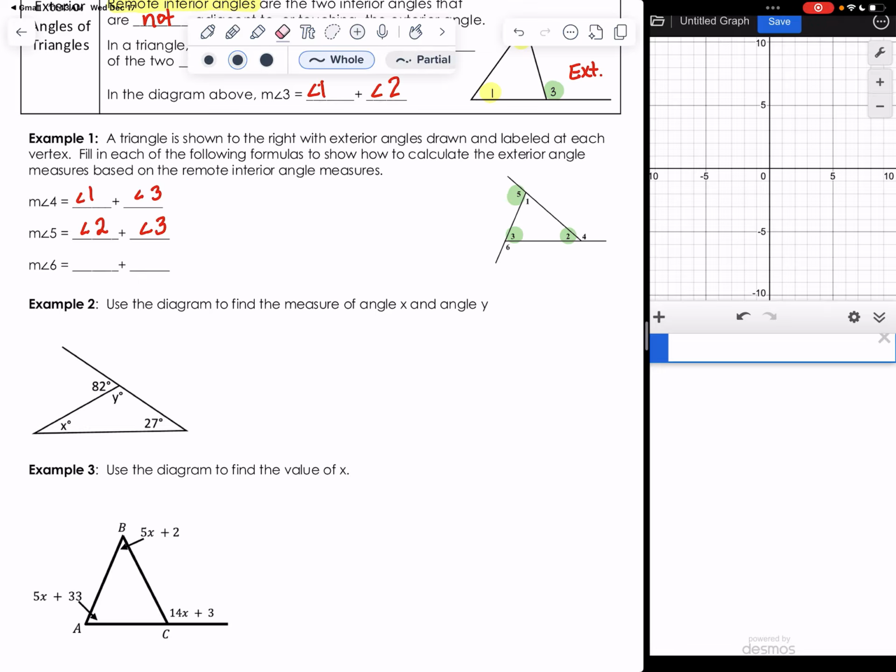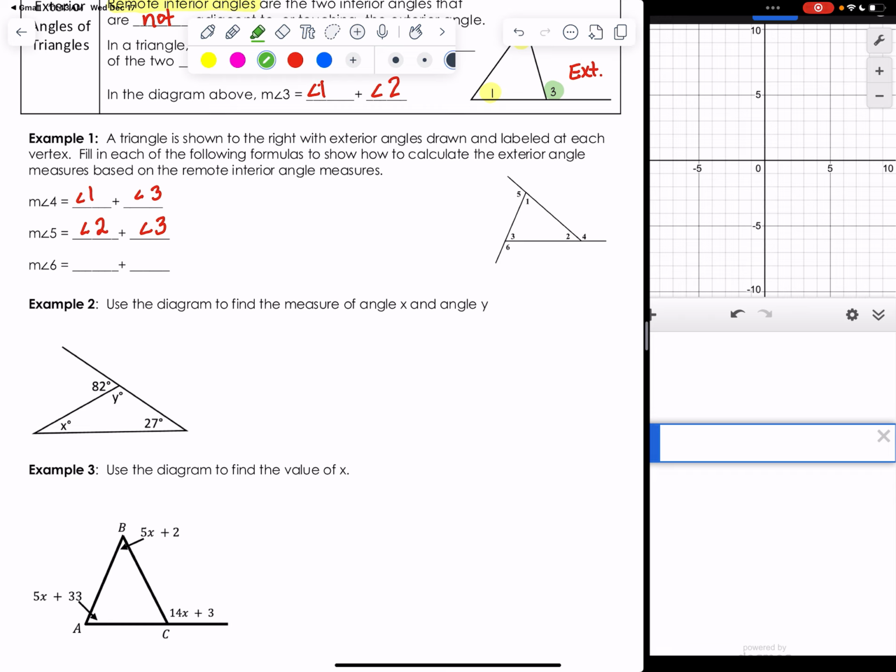Pause the video and try the next one on your own. The measure of angle 6. Try that one on your own. All right, welcome back. Let's see how you did. If we were looking for this particular angle here, hopefully you said that you would have to use angle 1 and angle 2.